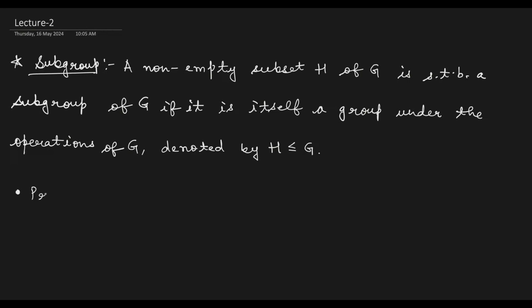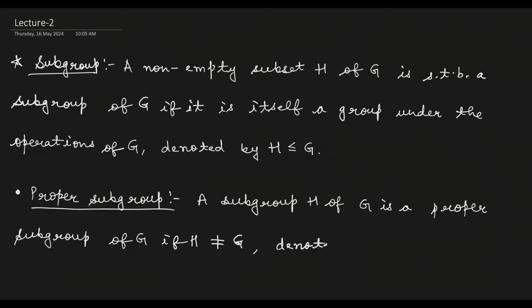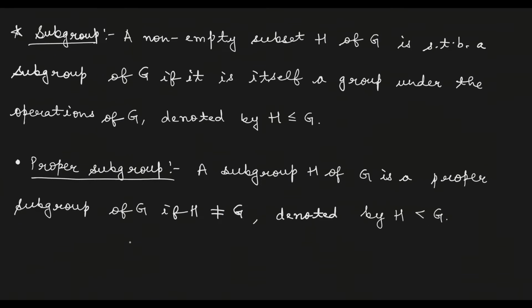Next is proper subgroup. A subgroup H of G is a proper subgroup of G if H is not equal to G, and it is denoted by this. This equality will be removed in case of proper subgroup.